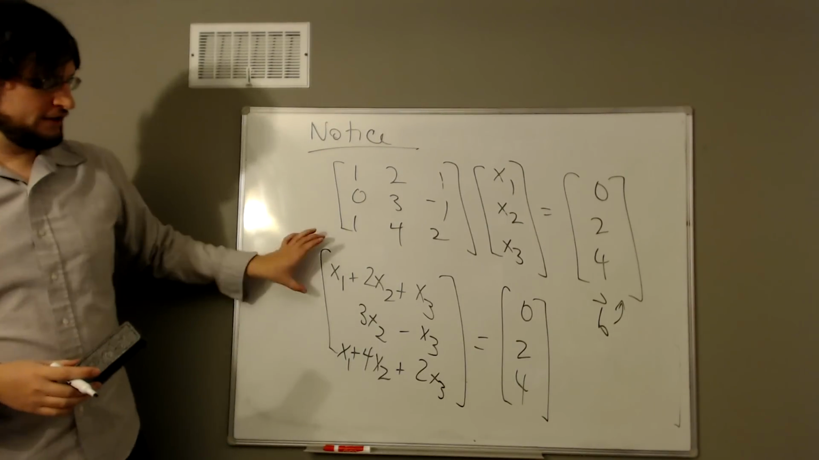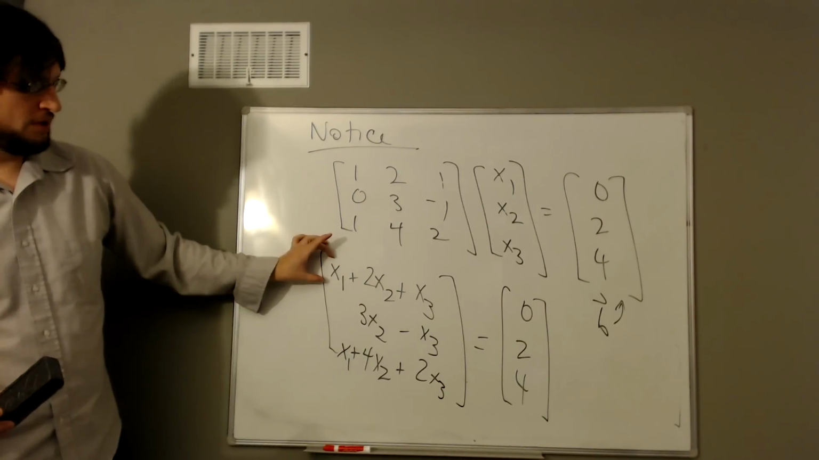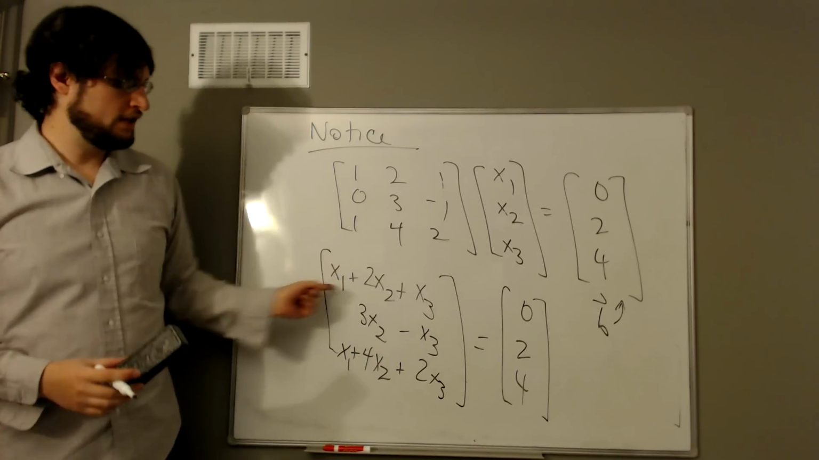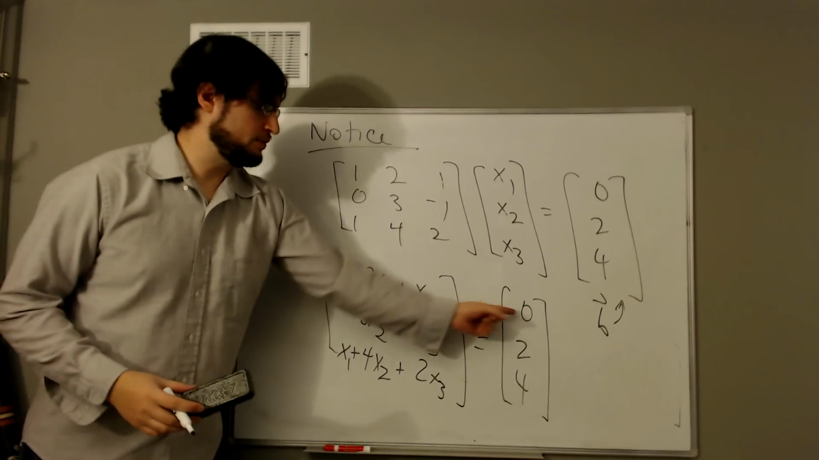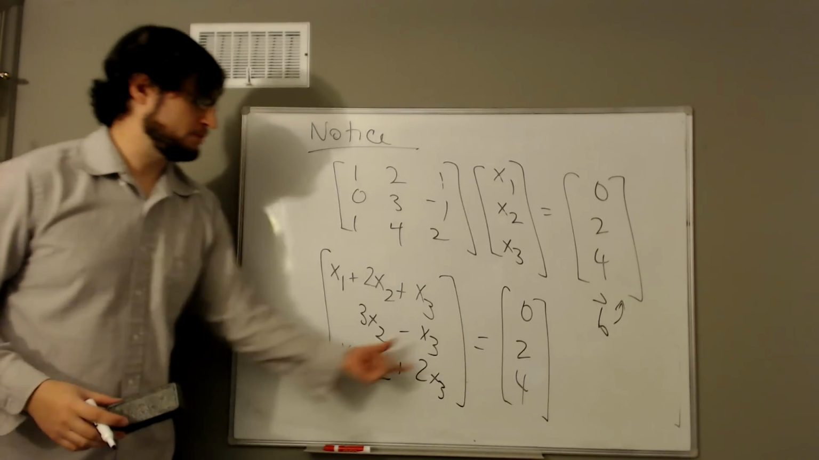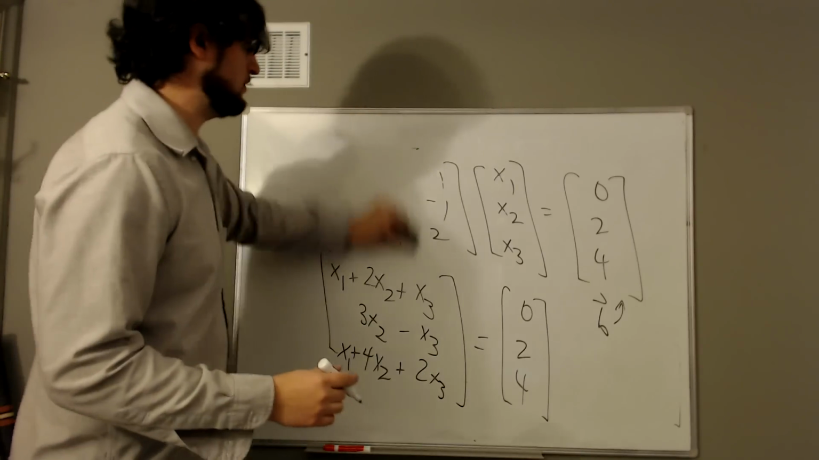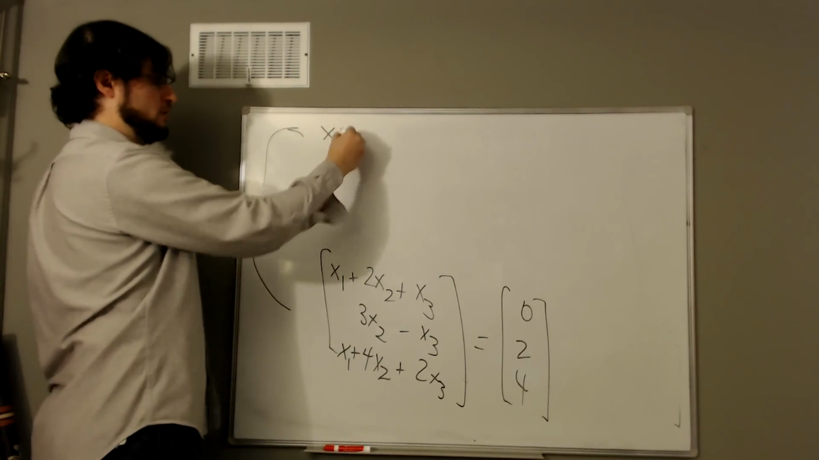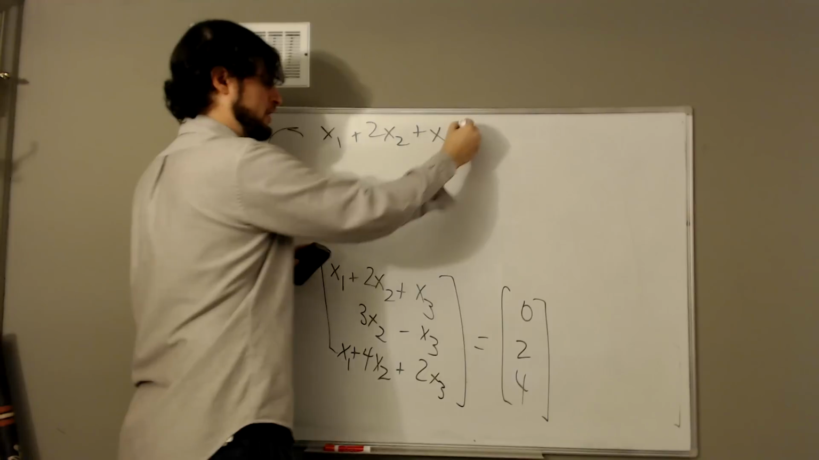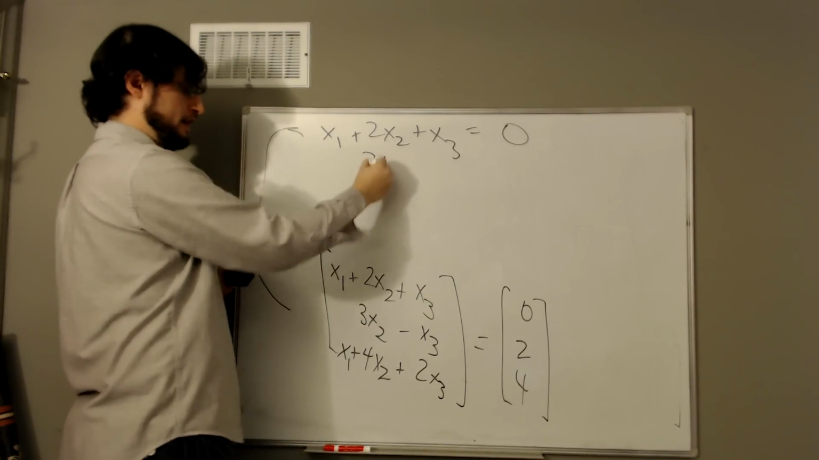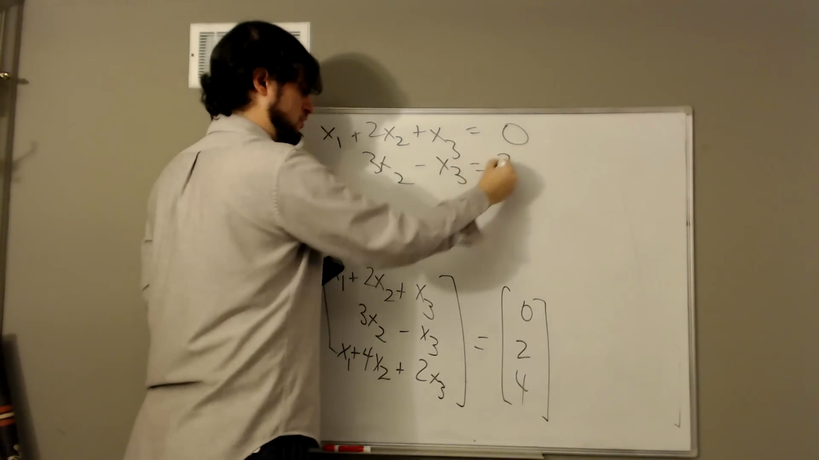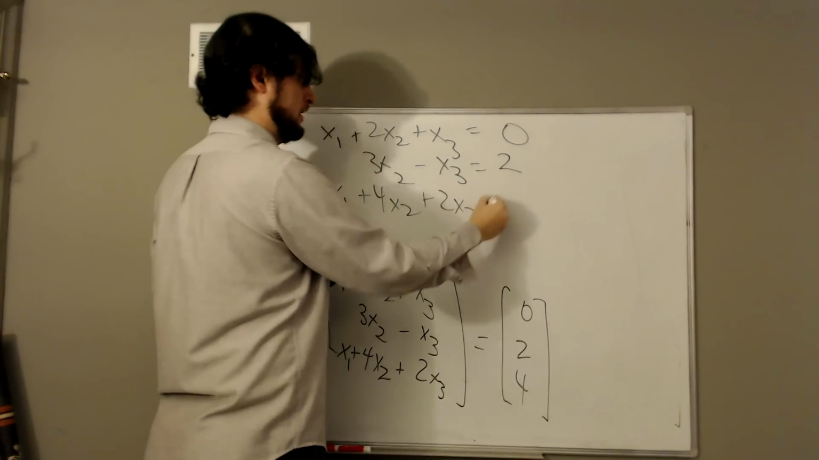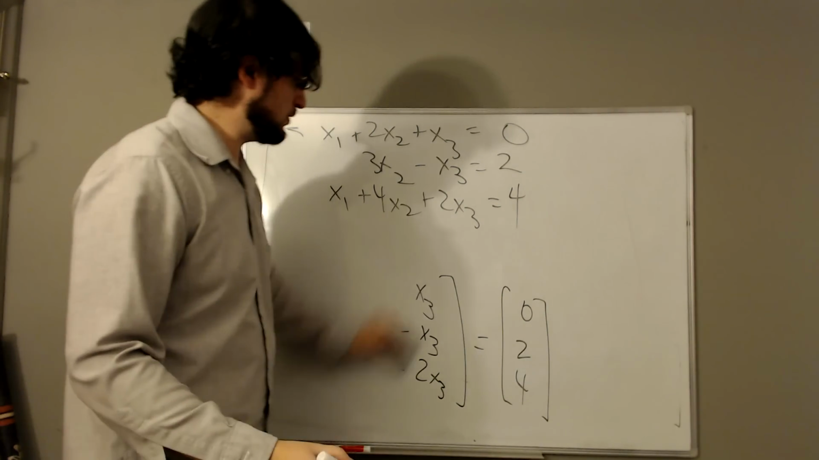This is a vector, right? Because each of these is just some number. When I add everything up, I still don't know what x1, x2, and x3 are, but whatever they are, they're numbers. And I add them up, I'm going to get a number that's got to equal 0, equals 2, and equals 4. So in the end, this becomes x1 plus 2x2 plus x3 is 0. 3x2 minus x3 is 2. And x1 plus 4x2 plus 2x3 equals 4, which is a system of equations.